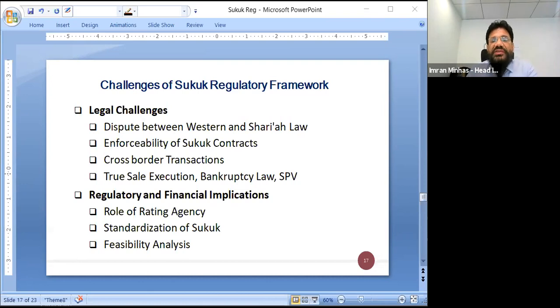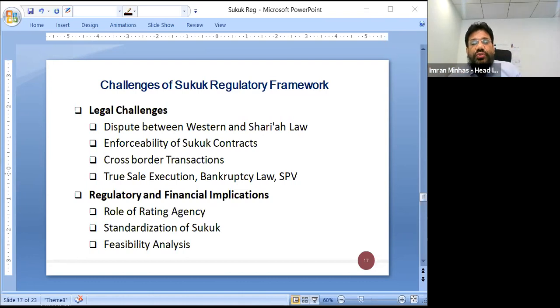The next point is the standardization of the Sukuk, which we need to address. Since there are large uncertainties and conflicts arising from the Sukuk transaction, as well as the Sharia divergences, Sukuk need to be standardized and streamlined in terms of the legal documentation and Sharia standards.